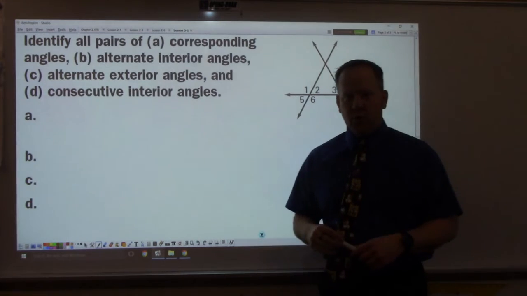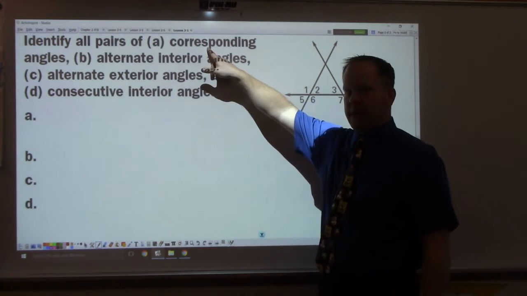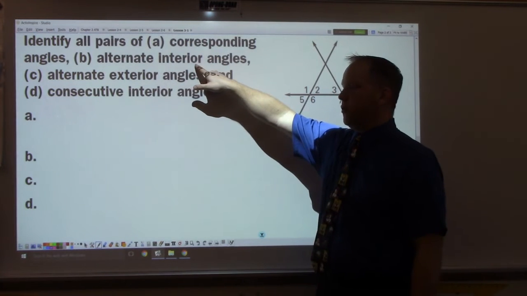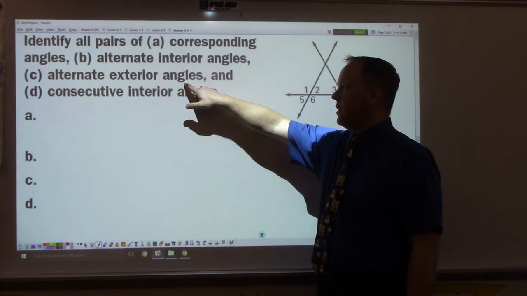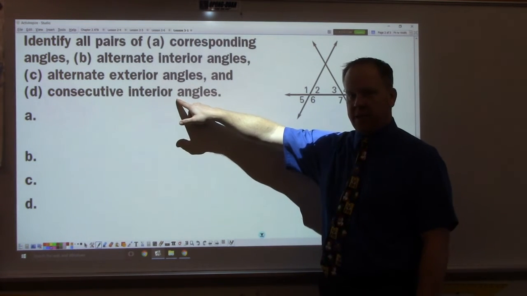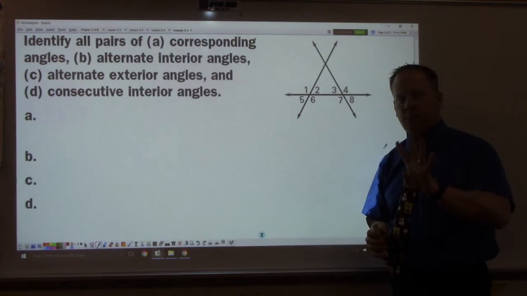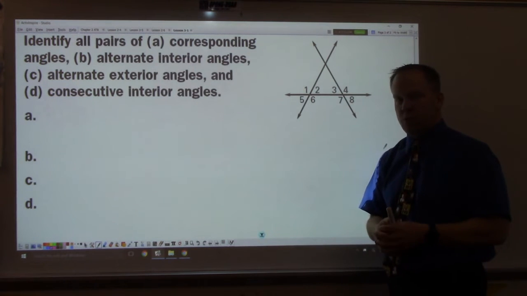Moving on to example 2, using this diagram, they want me to A, name the corresponding angles, B, the alternate interior angles, C, alternate exterior angles, and D, the consecutive interior angles. Keep in mind, corresponding angles are the only angle pair relationships that have 4 pairs. All the others only have 2 pairs.